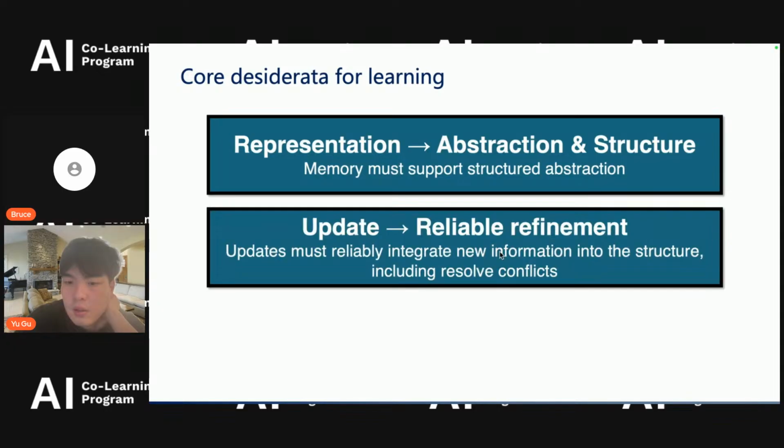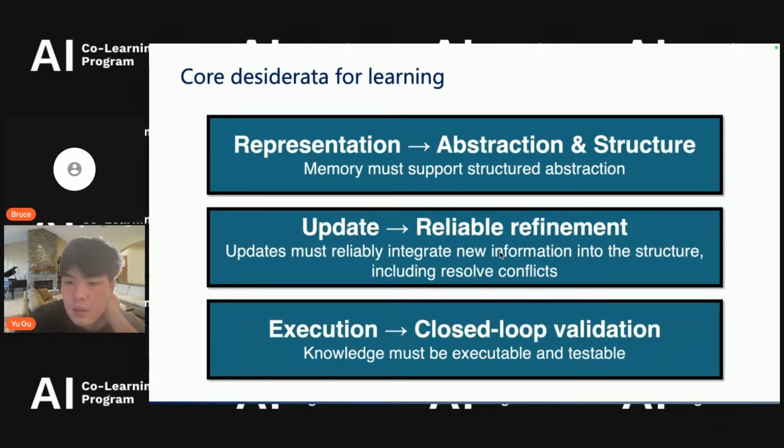A second part is about update, right? After we have the memory representation, we need a way to reliably update the memory so we can reliably integrate new information from different sources, including resolving conflicts between them. That's also the core of human learning. We need to integrate things into a self-contained system. And the third part is the execution, right? After we have the memory, how can we use it to guide execution? I think the key is that we really need to form a closed loop validation for execution guided by memory, instead of just using the memory as part of the prompts, which is very shallow.